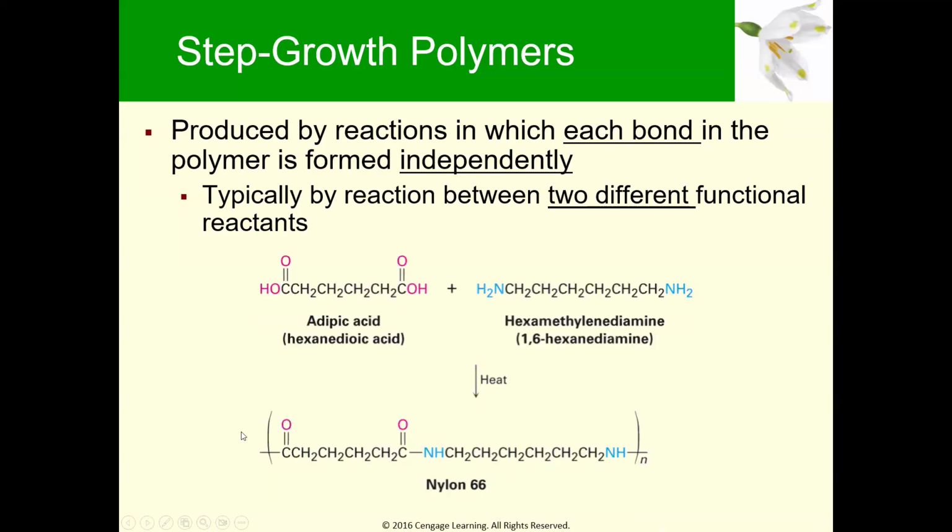Okay, so for example, you've got the production of nylon 66. The reason why it's called nylon 66 is because each of the monomers has 6 carbons in it, right? This adipic acid is properly named hexanedioic acid. And then the diamine is also a 6 carbon chain.